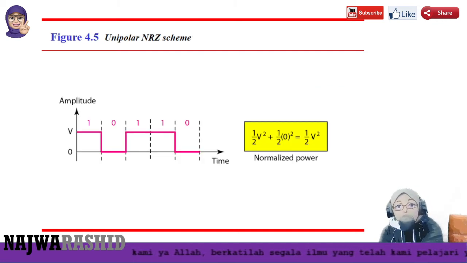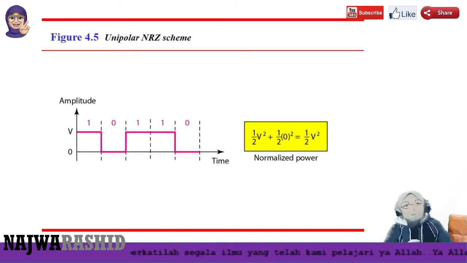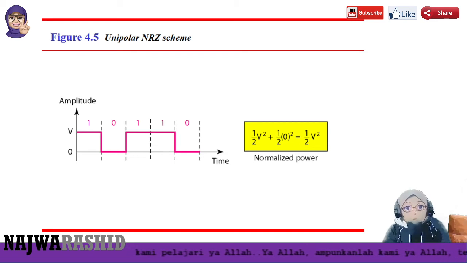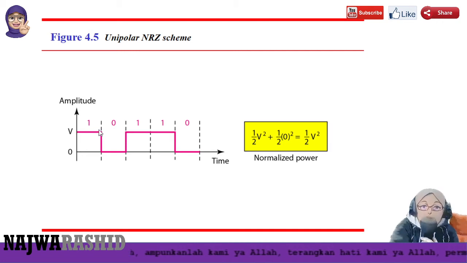We have the NRZ scheme. Under this scheme, if the data is 1, the signal is positive, and if 0, it puts 0. 1 is positive, 0 is 0. So the normalized power here we calculate as 1 over 2 times V squared plus 1 over 2 times 0 squared. This is the normalized power for the non-return to zero scheme.